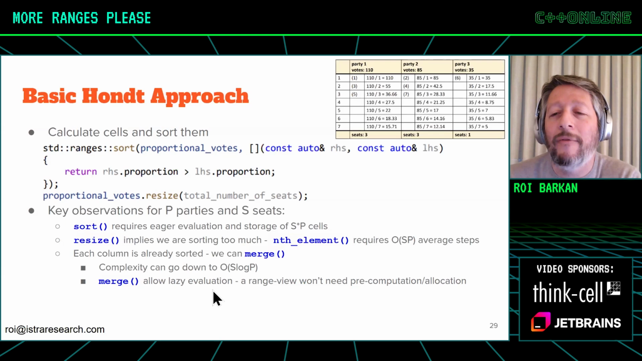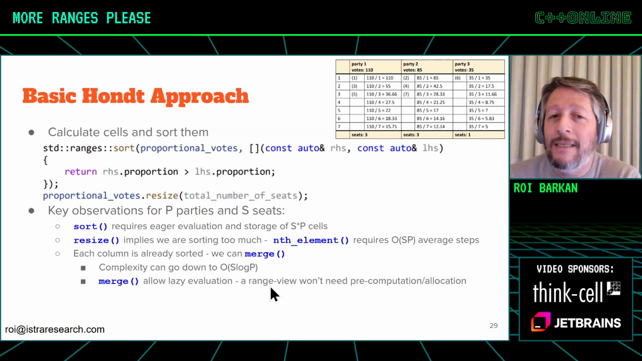Okay, I don't need to have the entire S times P or even items in memory. All I need is just the top item from each of the columns available to me, and then I can basically walk step by step, find the top one out of each column, output that, replace it in the heap with the next one, etc., etc. So I can do this merge operation in a lazy fashion.